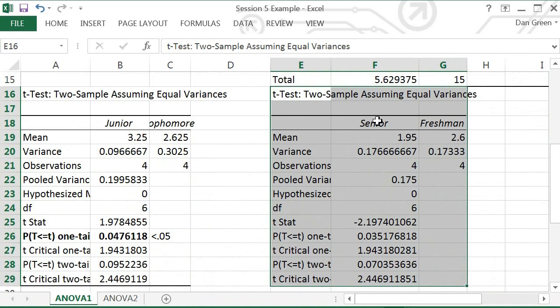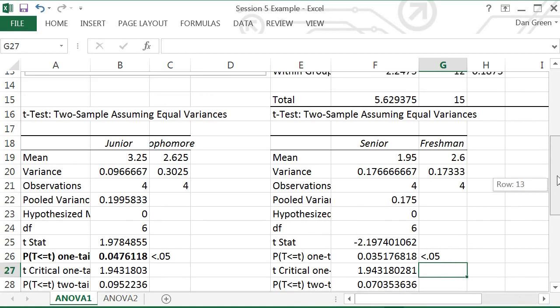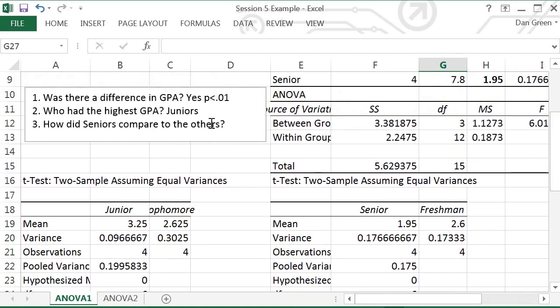And then what we see is that seniors compared to freshmen, the senior mean GPA for the sample was 1.95, the freshman was 2.6, and we're testing to see if the seniors are less than the freshmen. That's a one-sided test. Here's our t statistic, and what we're really interested in here is our p-value. We see our p-value is 0.035. What's important about that is that it's less than 0.05. That means the difference is statistically significant. So how did the seniors compare to the others? They were the lowest.